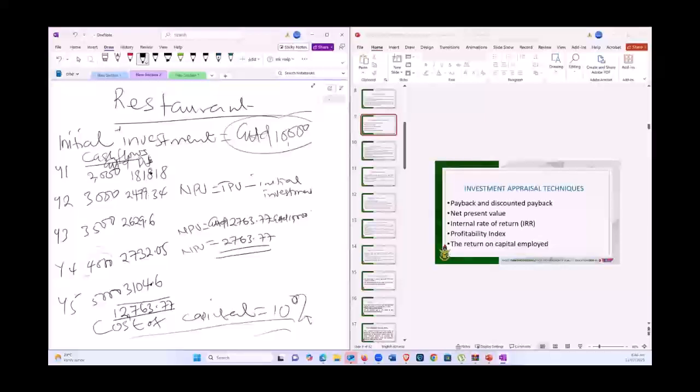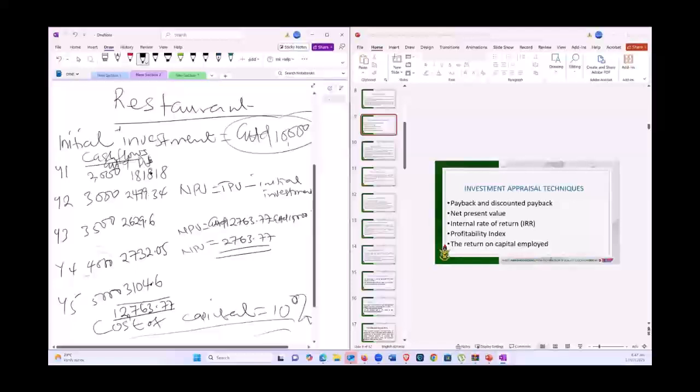Yes, sir. I wanted to find out, does it mean that if you want to embark on a project, it is best not to use the payback technique alone because it doesn't consider the time value of money? If you do that, that means that you will not be able to get the actual appraisal for the project.